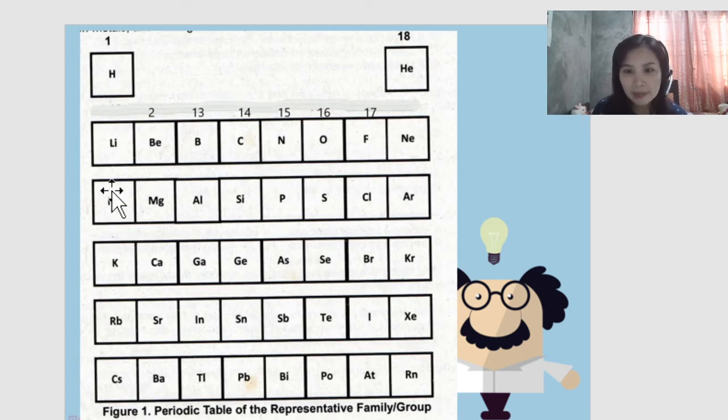From this figure 1, it is only the representative table of the families or groups of the periodic table. Identify here which are the metals, which are the non-metals, and which are the noble gases. Actually, this is a periodic table that was edited just for this activity. Again, you choose whichever colors are available at your home.